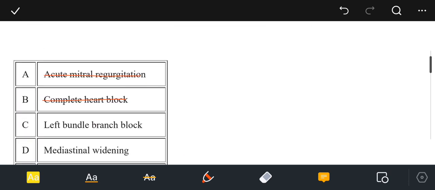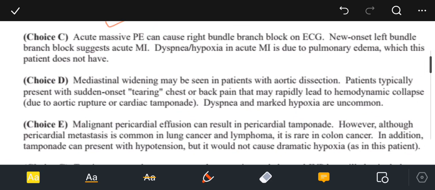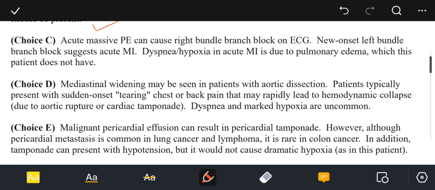Option C, left bundle branch block, is not the option of choice because acute massive pulmonary embolism can cause right bundle branch block on the ECG. New onset left bundle branch block suggests acute MI. Dyspnea and hypoxia in acute myocardial infarction are due to pulmonary edema, which this patient does not have.